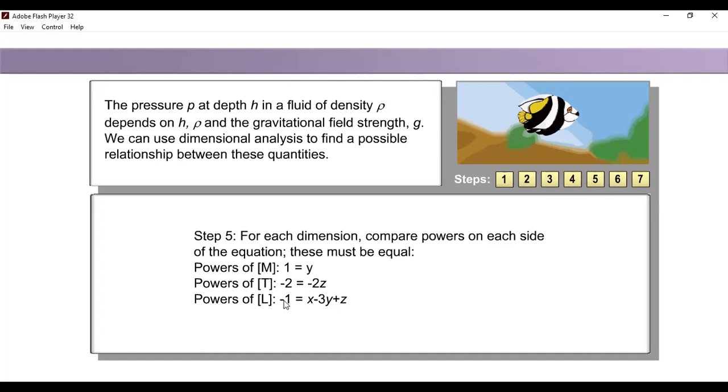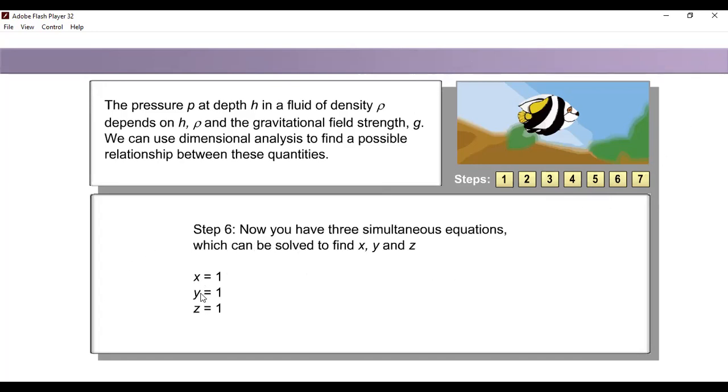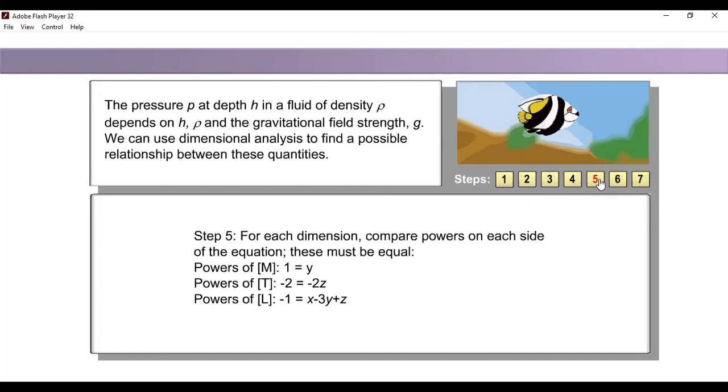From here, we can solve everything. You solve all, then we get x equal to 1, y equal to 1, z also equal to 1. Back to the step just now, we notice that y is equal to 1. From here, negative 2 equal to negative 2z, so z is equal to 1 as well.